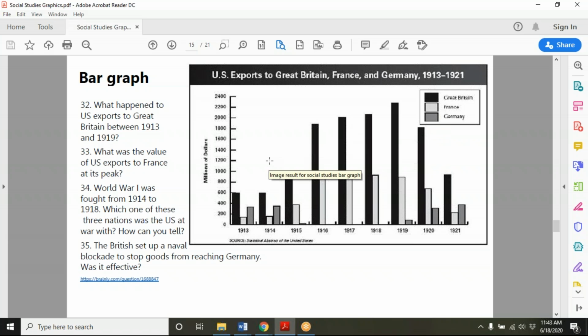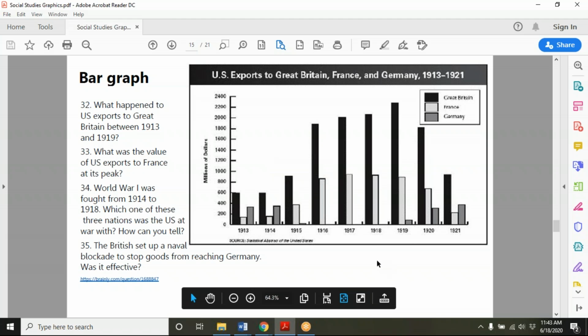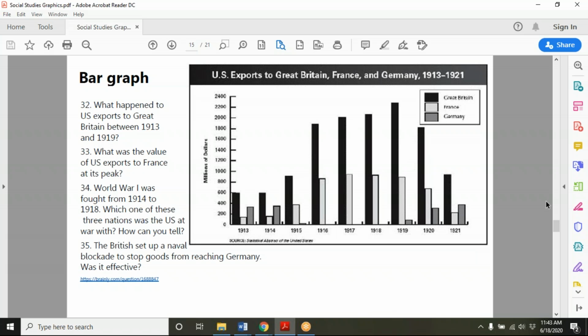What was the value of U.S. exports to France at its peak? Generally with a graph like this, you've got to be ready to answer one or two questions about specific numbers. So the value of U.S. exports to France at its peak, who can estimate that?